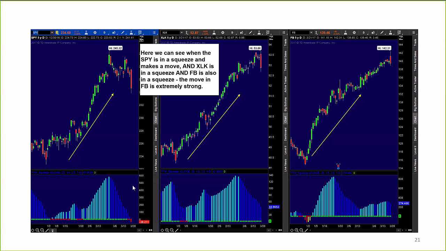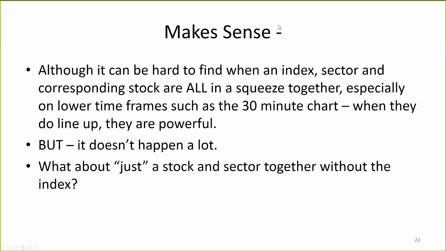Okay, so I'm looking at this and it's driving me crazy, going like, all right, I'm on to something here. Or at least I think I am, but it's hard to figure out. I found that it can be hard to find when an index, a sector, and a corresponding stock are all in a squeeze together, especially on a lower time frame like a 30-minute chart. On a daily chart, you can look at the end of the day and say, oh, wow, look at this going on. But if it's a 30-minute chart intraday, you've got to be staring at all three charts at the same time, waiting for that to set up, or you're going to miss it. But when they do line up, they're powerful.